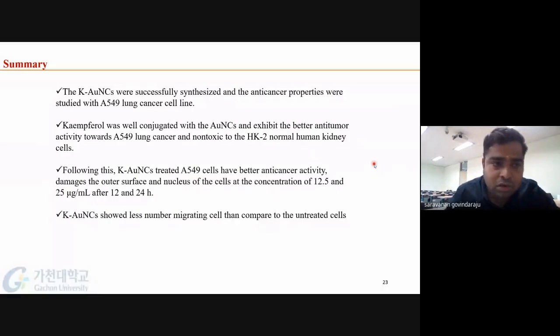Here the gold cluster was successfully functionalized with camphorol. It was used for its anti-cancer property against the A549 lung cancer cell line. The camphorol was well conjugated with the gold cluster, and it shows very good activity against the cancer cell line. Concentrations such as 12.5 and 25 microgram are suitable for killing A549 cancer cells after 12 hour as well as 24 hour.